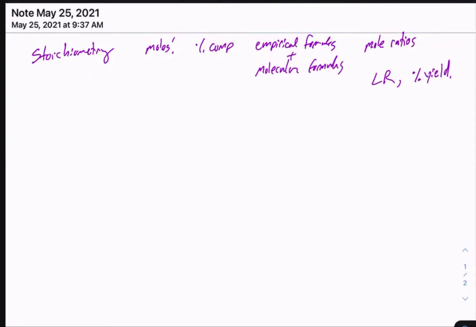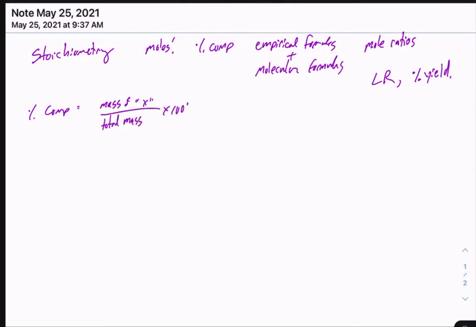So remember real quick, percent composition, right? It's literally the mass of some component over the total mass times 100%.